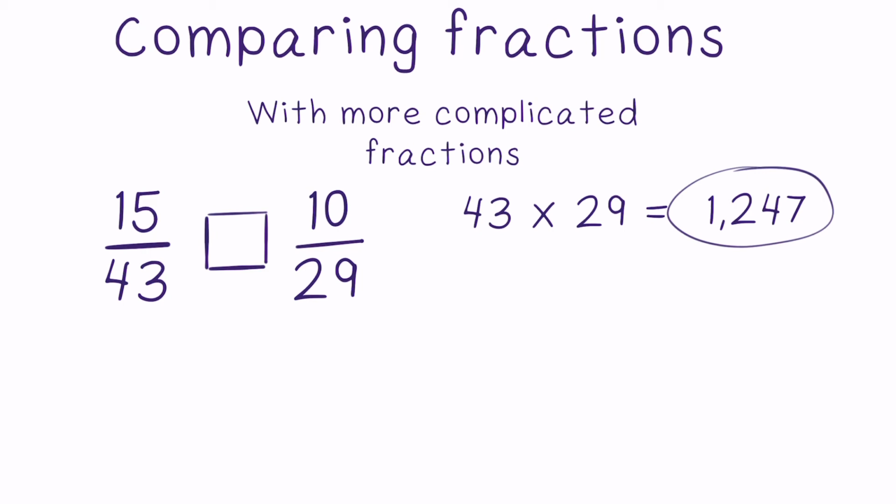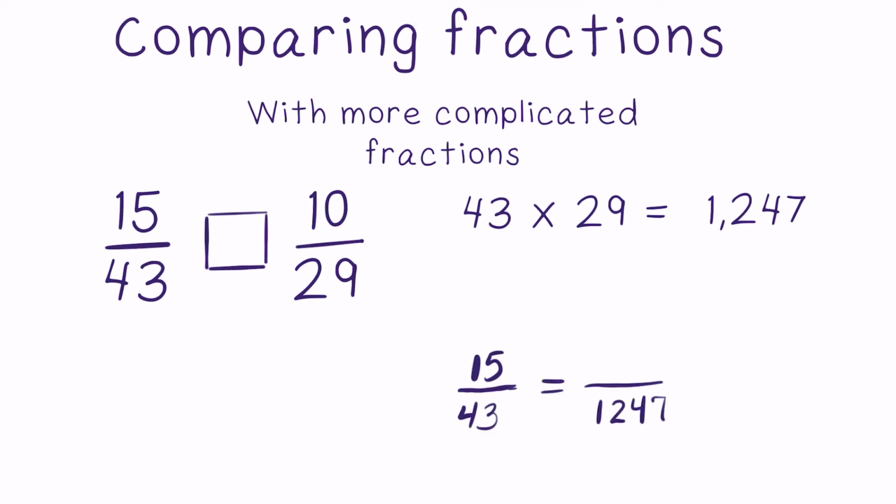precisely, in finding equivalent fractions, determine which of the two fractions we started with, 15 43rds and 10 29ths, is greater and which is less.